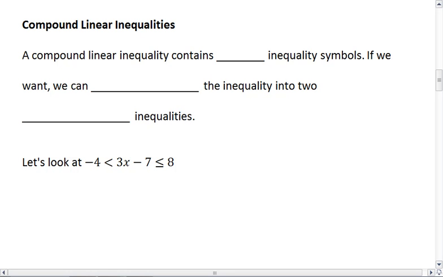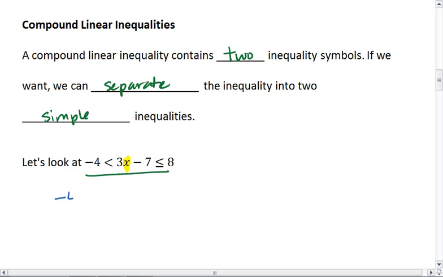Compound linear inequalities. A compound linear inequality contains two inequality symbols. If we want, we can separate or split the inequality into two simple inequalities. For example, if we have the inequality negative 4 is less than 3x minus 7 is less than or equal to 8. Here's our variable x.